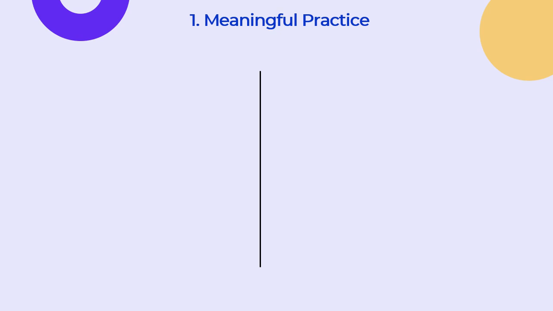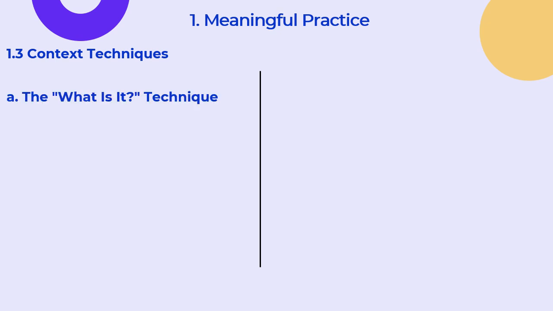Another meaningful way of presenting vocabulary is through context techniques. The first type of context techniques is called the what is it technique. So basically, let's just say we want students to understand or present the word factory to them today. Instead of showing a picture of a factory or using any of the strategies above, you can actually use the what is it technique to present the word.